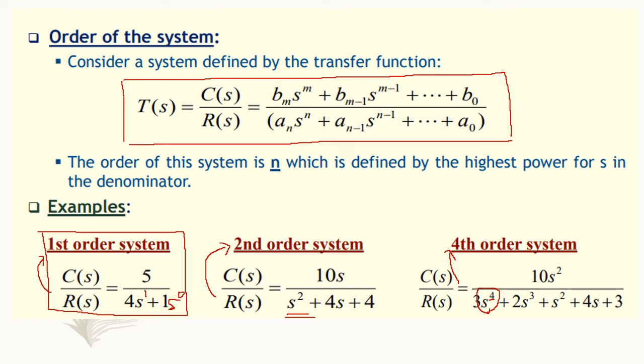So to define the order of a system, we concentrate on the transfer function. In the transfer function, we concentrate on the characteristic equation, that is the denominator equation, and we find the power of s. Whichever has the highest power of s, we consider that as the order of the system.